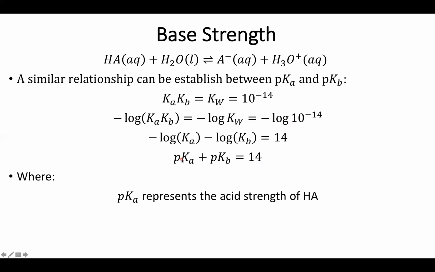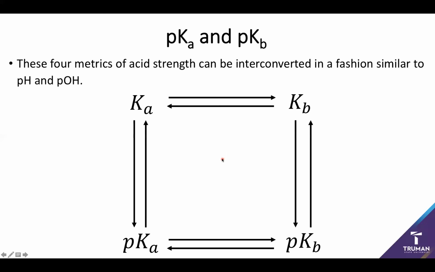So again, the pKa is going to represent the strength of an acid, lower pKa, stronger acid. pKb represents the strength of the conjugate base. So smaller pKb, the stronger the base. And again, we can tie together all four of these metrics about acid and base strength in a very similar fashion to what we saw for pH and pOH.